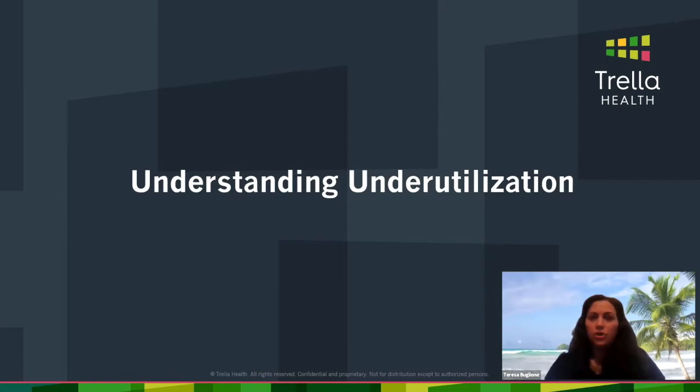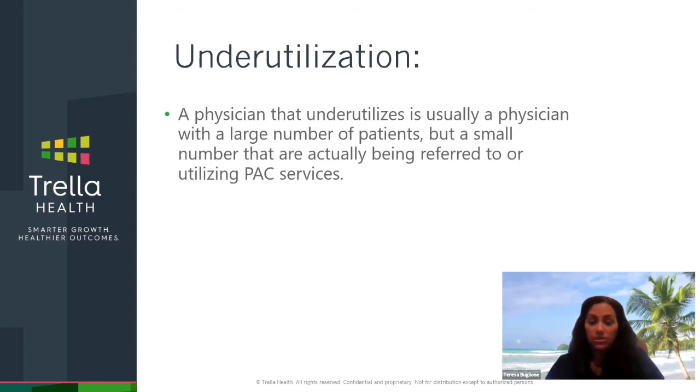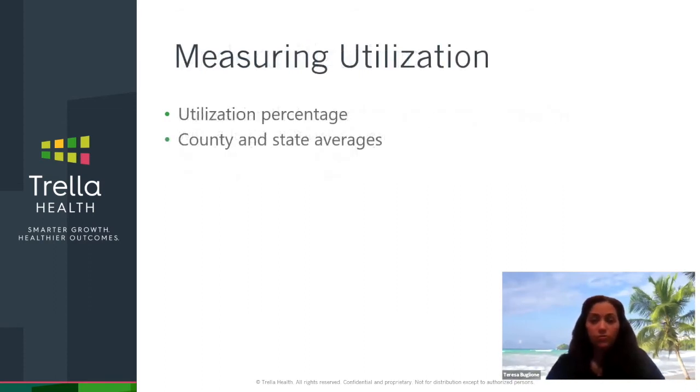So we do have a global filter view that can be utilized on the solution that you can pull in, but underutilization is usually a physician who has a large number of patients, but a small number that are actually being referred to or utilizing post-acute services, whether it's home health, hospice, or skilled nursing. And in order to see that, you can look at their utilization percentage, what's being referred out by county and state averages. And also when you look at their destinations, they have very small numbers that are going to a very small number of post-acute providers.